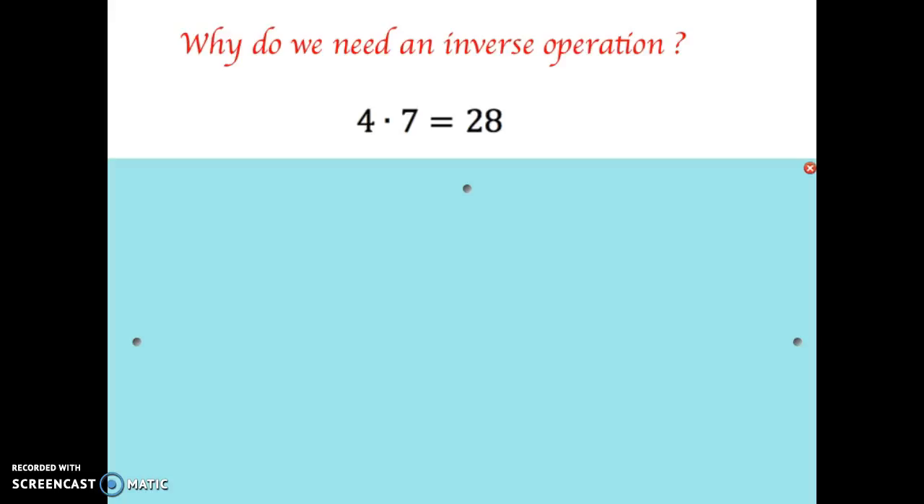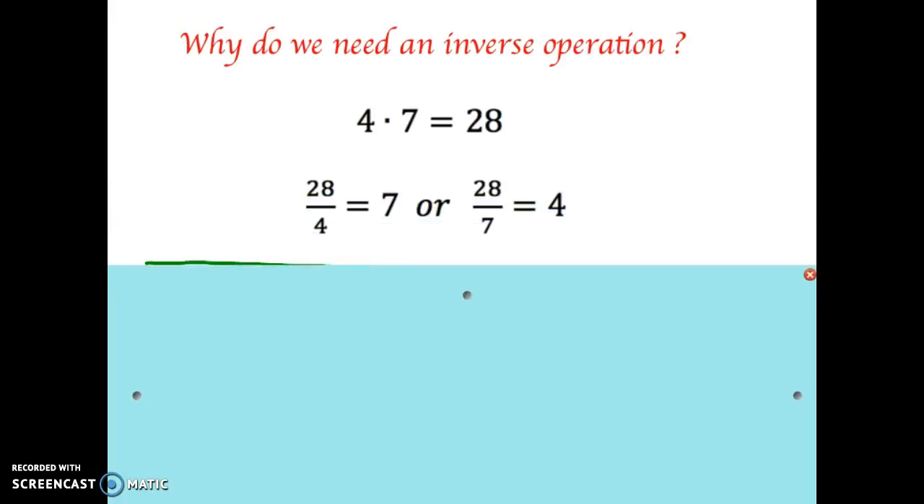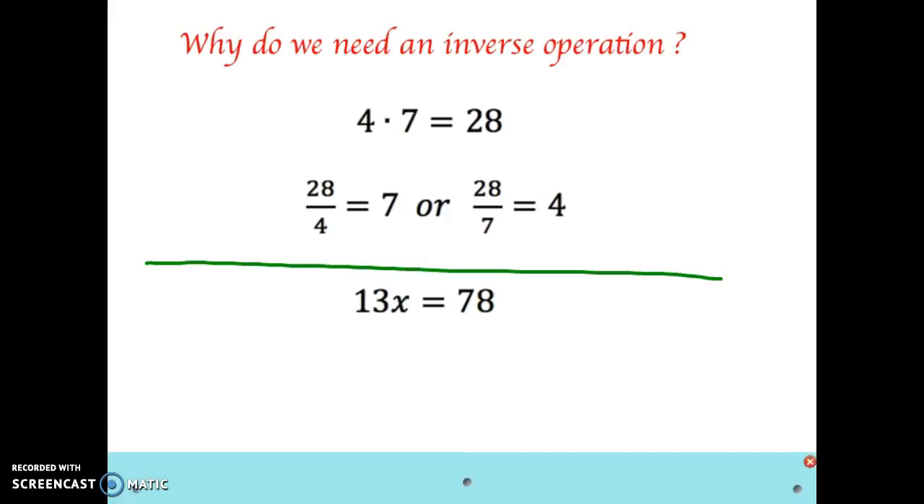We know that 4 times 7 is 28. We know the inverse operation for multiplication is division. So that means if we take 28 and divide by either 4 or 7, we're going to get the other number. The division undoes the multiplication. You may be sitting there going, so?